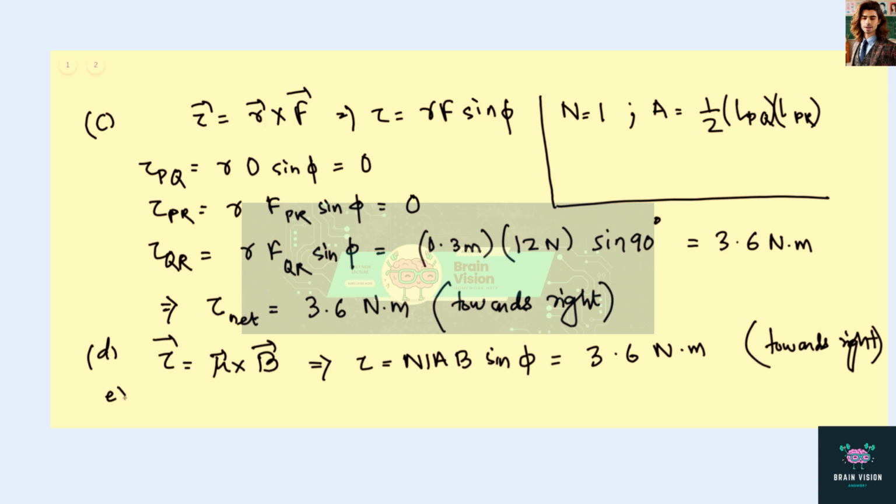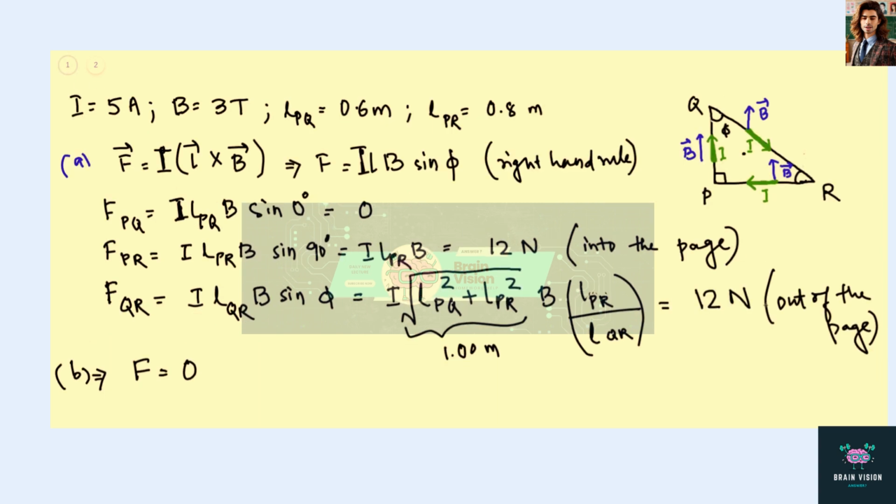And for part E, we see that FQR is out of the page, and since this is the force that produces the net torque, the point Q will be rotated out of the plane of the figure, because the torque is towards the right. So this point is going to be rotated out of the plane of the figure.